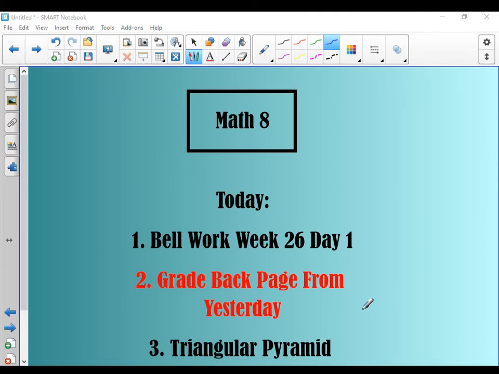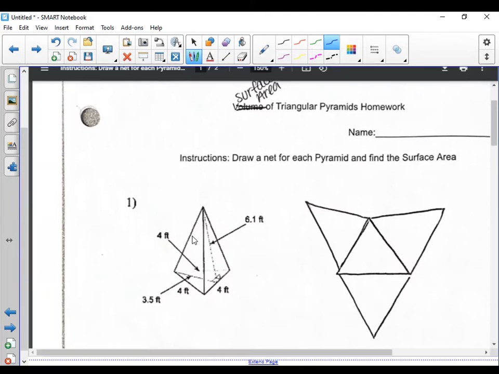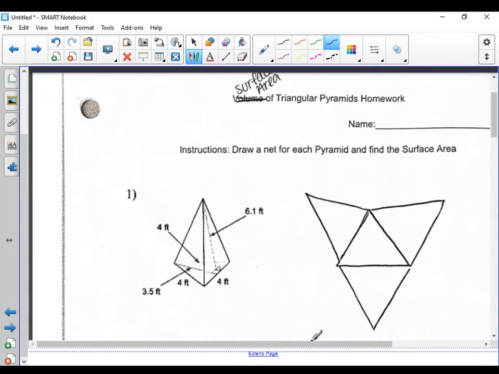All right, guys, so today we are still working on surface area, but today we're switching the shape to a triangular pyramid. So when you look at it, they look like this. The difference between today's shape and yesterday's shape is all the shapes today are triangles. So remember, to find the area of a triangle, you have to do base times height divided by 2.